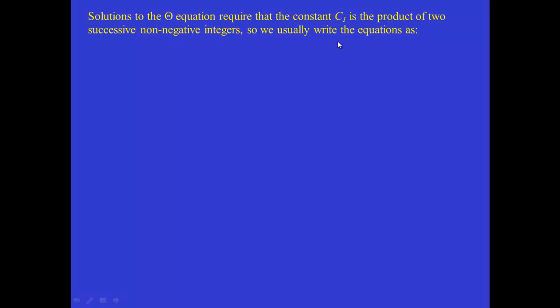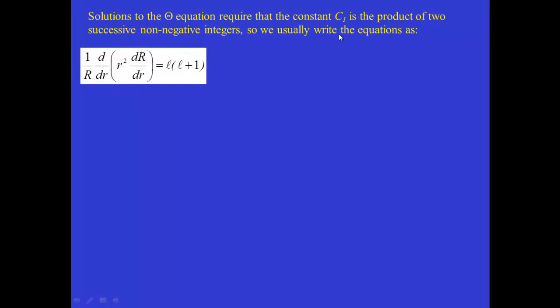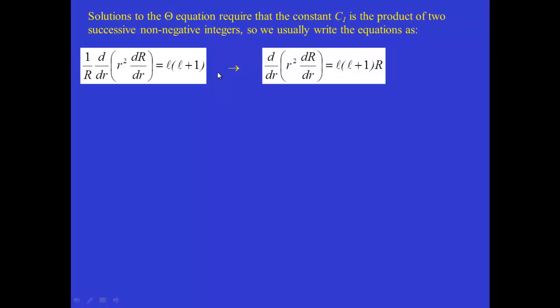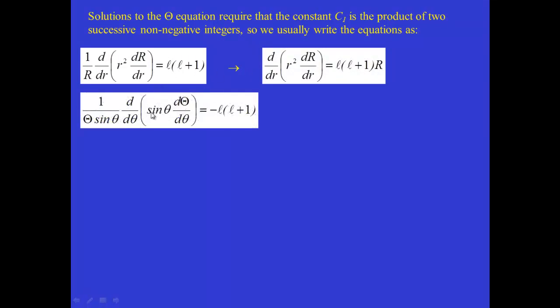So we usually write the equations like this. We take that radial equation, and instead of equals c1, we write it as l times l plus 1, where l is a non-negative integer. l equals 0, 1, 2, 3, and so on. The same kind of thing holds true with the polar equation. We set that equal to minus l times l plus 1.